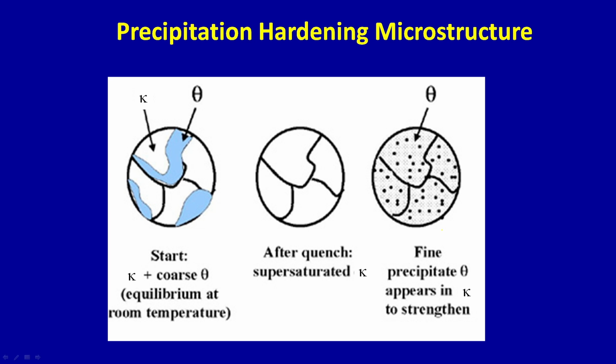This is showing how precipitation hardening happens. The starting microstructure is kappa and coarse precipitates. If you heat it above the Ts temperature, the solution temperature, it will form a single phase supersaturated solution, and then you quench it. If you only heat it up, it will not be a supersaturated solution, it will be a solid solution only. But if you quench it to room temperature, this will be a supersaturated solution, and at room temperature nothing much will happen. That is why you have to heat it at some intermediate elevated temperature to form these fine-scale precipitates.